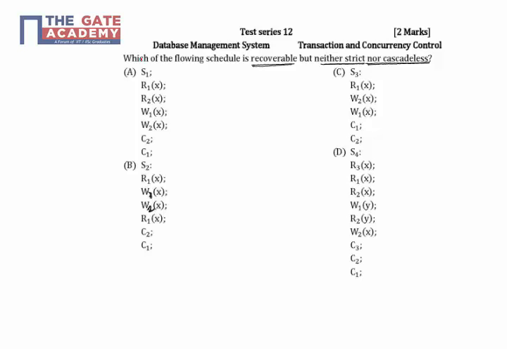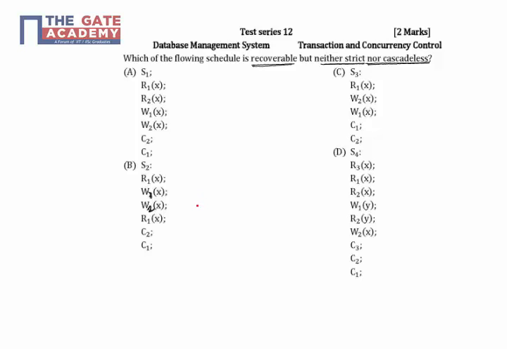Hello friends, this is a 2-mark question on DBMS and topic transaction and concurrency control. The question reads as follows: which of the following schedule is recoverable but neither strict nor cascadeless? And here we are given 4 different schedules.